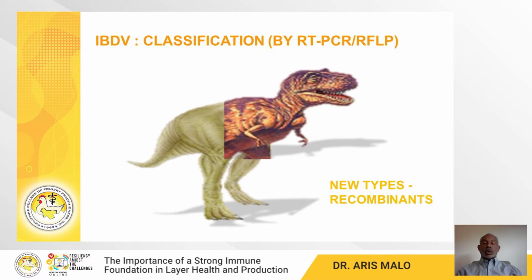Nowadays, more of the so-called new types or undocumented types of viruses are recognized, and these are, when you sequence the viruses, recombinant types of viruses that on one part resemble more the very virulent strains, whereas if you sequence another part of them, they will resemble more the classical type of strains. The good news is that the vaccines that we have available, at least as far as I know, are able to provide a good level of protection against these viruses.